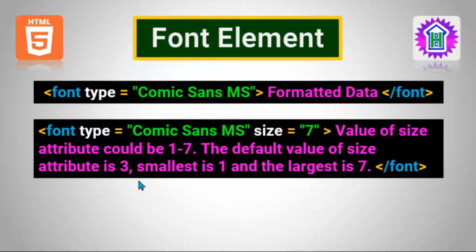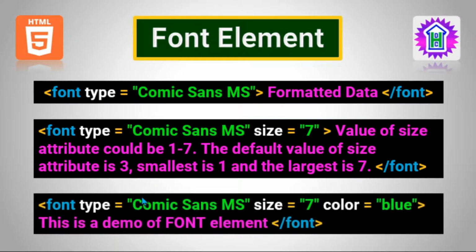The next attribute we can use is the color attribute. COLOR, not COLOUR. In the color attribute, we will specify the color of the text. In this case, I have specified the color of the text as blue. And this text, which is between the font opening and closing tags, this is a demo font element, will be displayed in Comic Sans font, and it will be the largest text size, which is 7, and the color of the text will be blue.